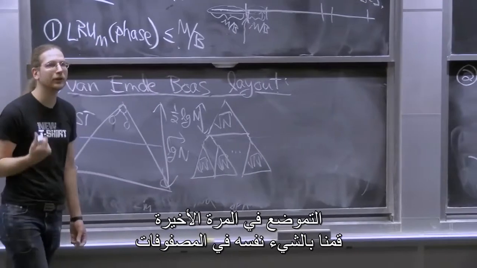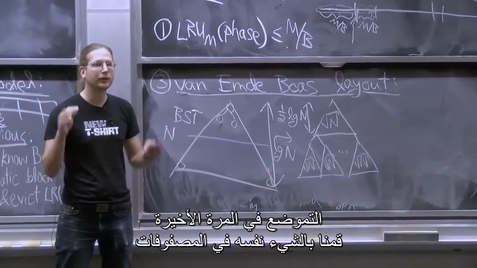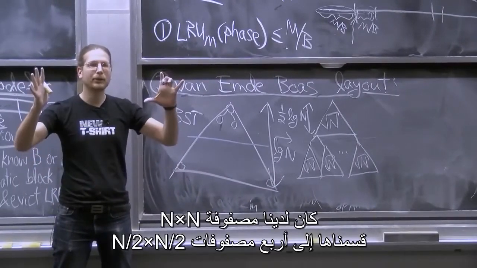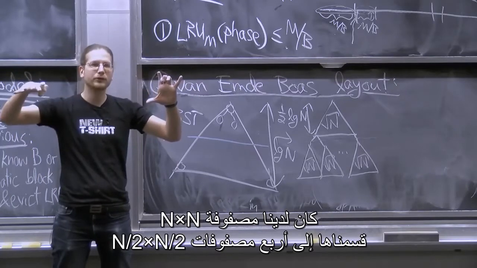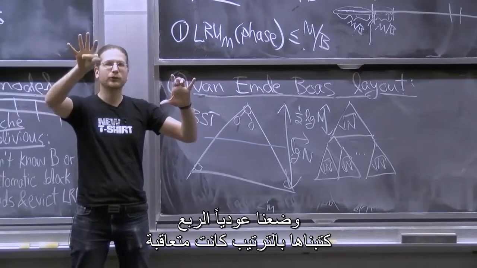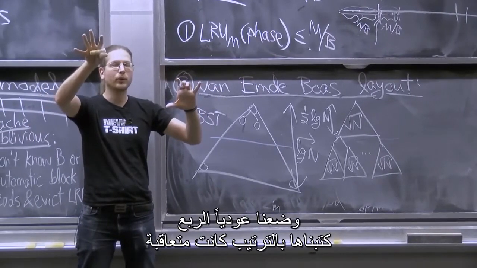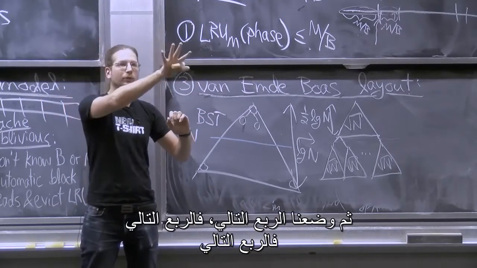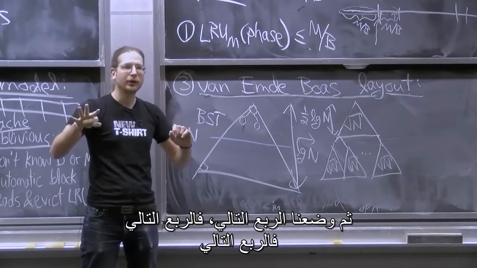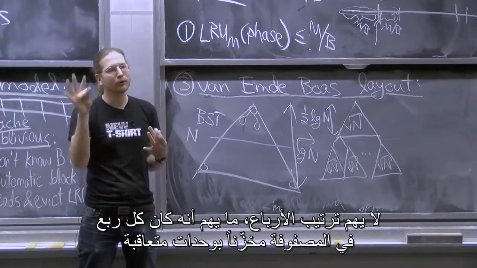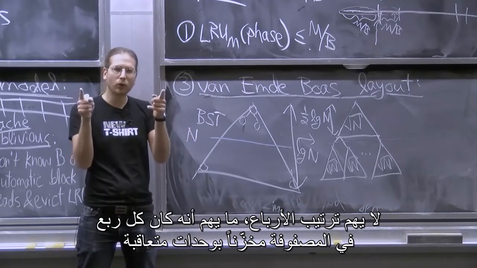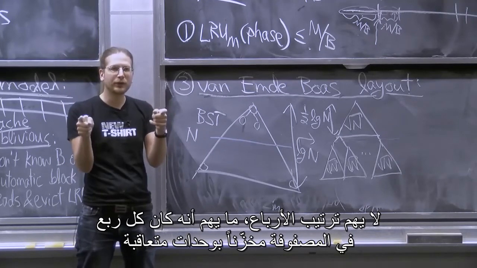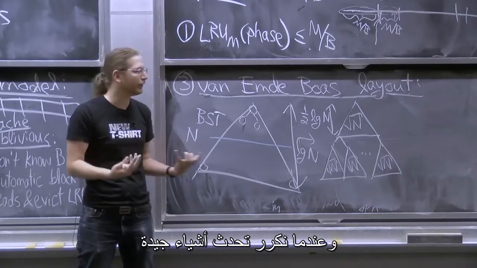Layout from last time, we did a very similar thing with matrices. We had an n by n matrix. We divided it into 4 n over 2 by n over 2 matrices. We recursively laid out the top quarter, wrote those out in order, so it was consecutive. Then we laid out the next quarter, next quarter, next quarter. The order of the quarters didn't matter. What matters is that each quarter of the matrix was stored as a consecutive unit. So when we recursed, good things happened.